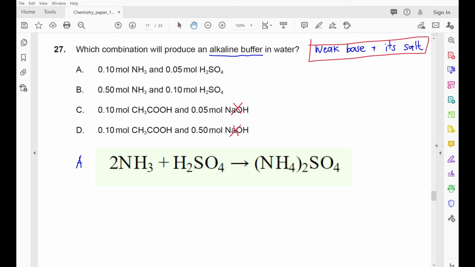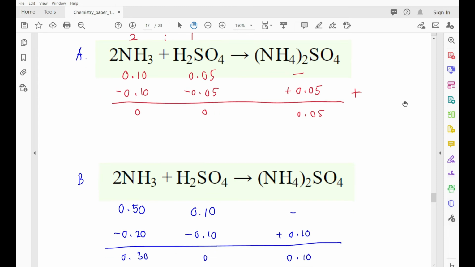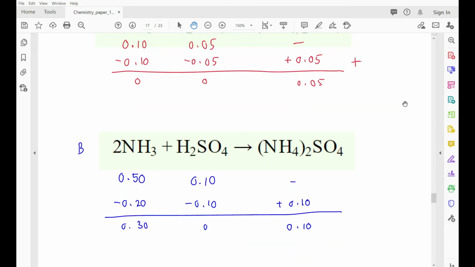Let's write down the moles, and because these two react in 2:1 ratio, they react in just the right amount. So at the end, we have no more of the acid and base, but we have 0.05 mole of salt. How about B? B here, we're provided with 0.5 mole of ammonia and 0.1 mole of sulfuric acid.